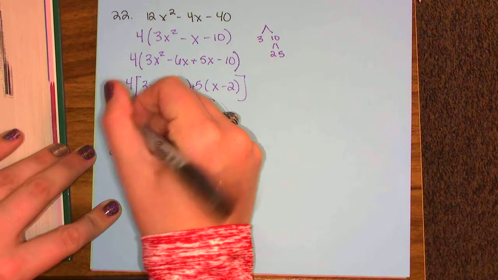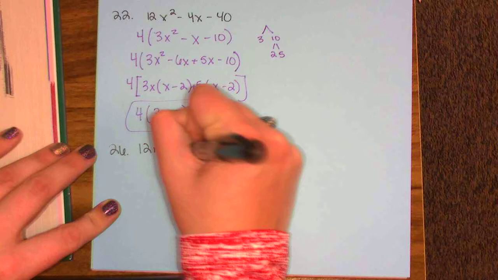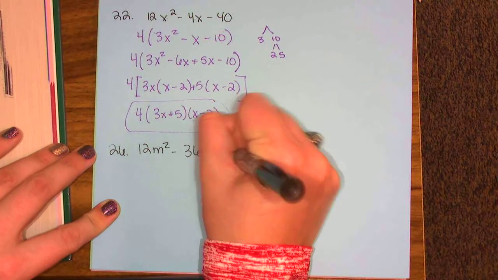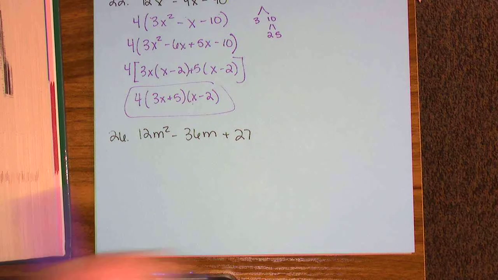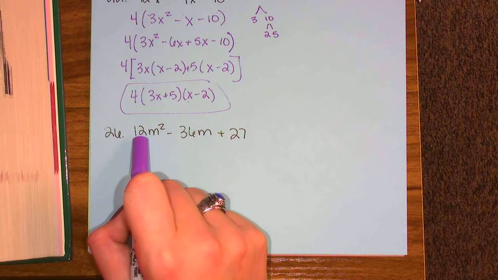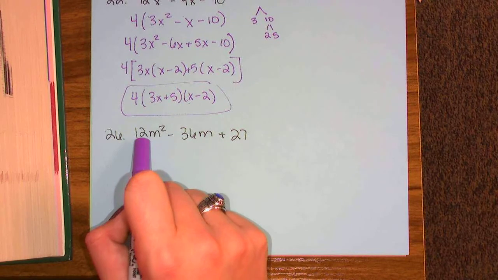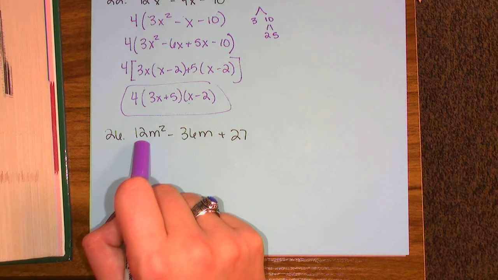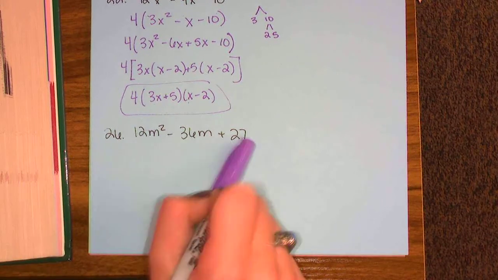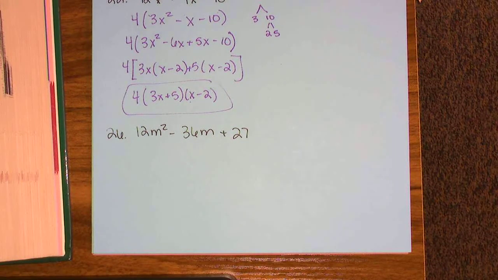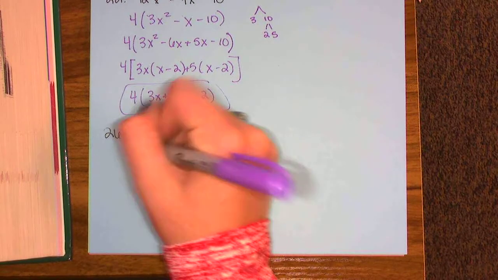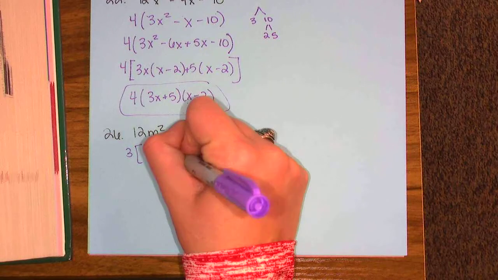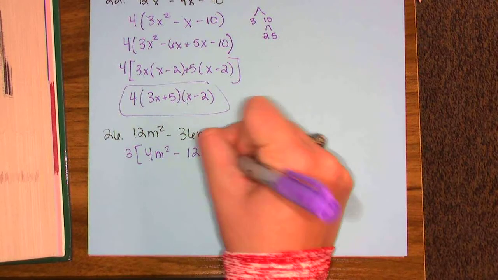So 26, 12m squared minus 36m plus 27. Okay, initially looking at it, this does not look like I have a special type. It doesn't look like there's anything here. Like 12 definitely isn't something squared, so that's not a special type. However, I can pull out a 3 from each piece, and it might make it a special type. So if I pull out a 3, I'm left with 4m squared minus 12m plus 9.